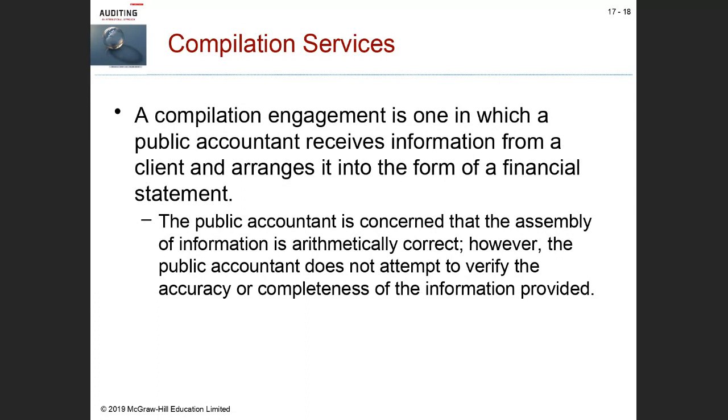So in the compilation, in this PowerPoint, it says a compilation engagement is one in which a public accountant receives information from a client, so a trial balance, for example, and you arrange it into a full financial statement, the balance sheet, the income statement, etc. The public accountant is concerned that the assembly of the information is arithmetically correct. So we just do the proper adds to ensure that the balance sheet balances, and the income statement ties into the balance sheet in terms of the change in the retained earnings. But in this type of engagement, the public accountant does not attempt to verify the accuracy or completeness of the information. In a compilation engagement, there are no financial statement notes attached to the actual financial statements. Okay, it's just the financial statements themselves.